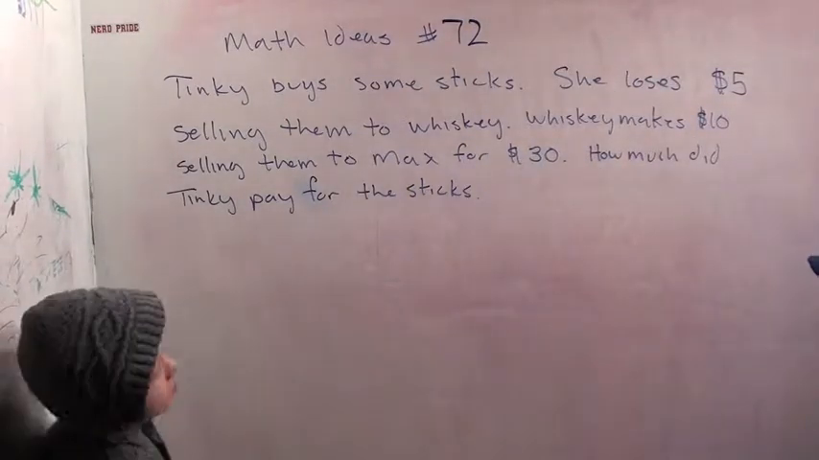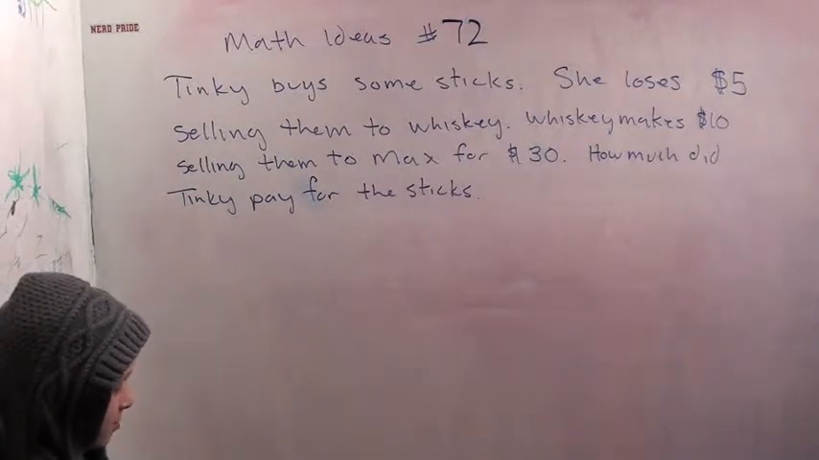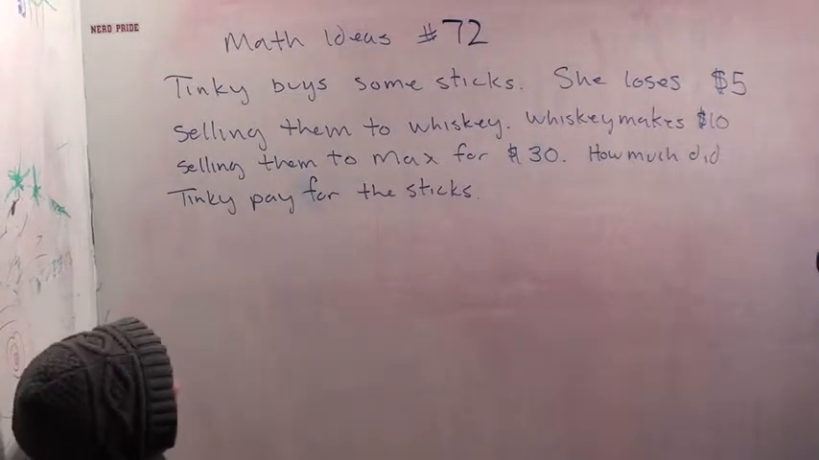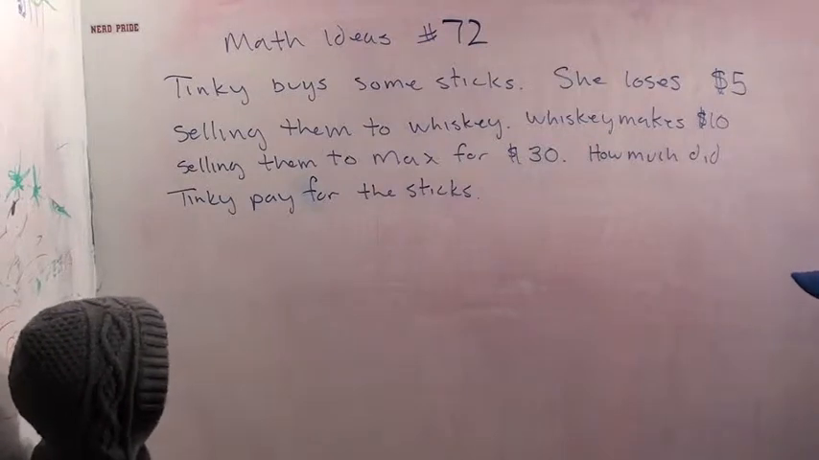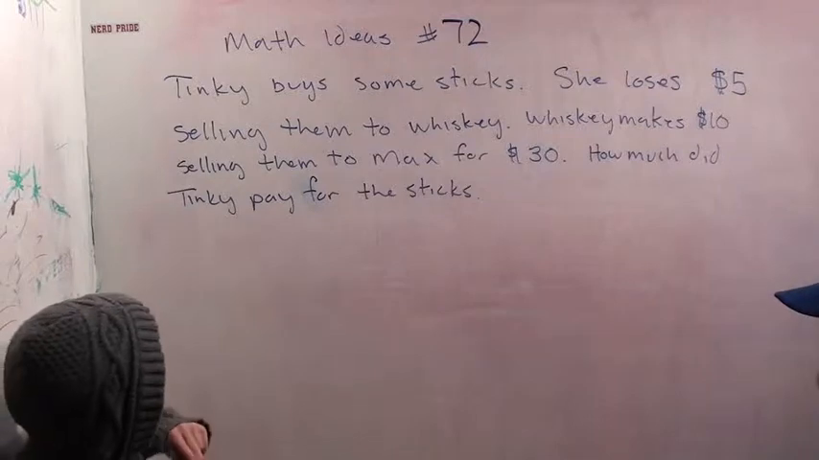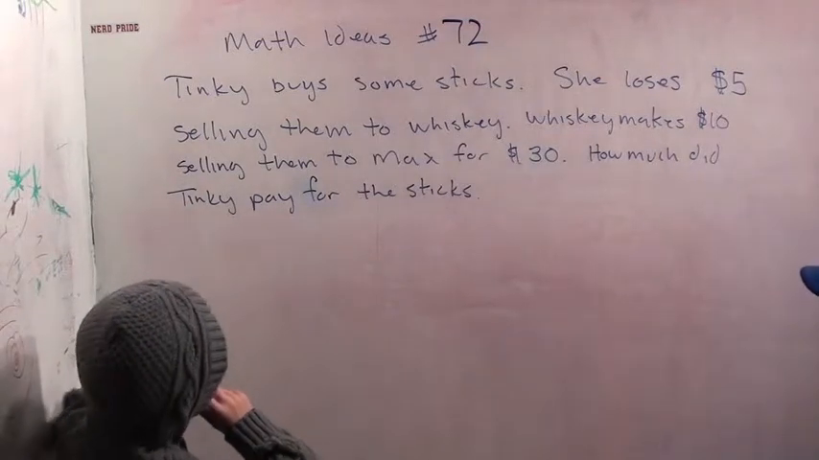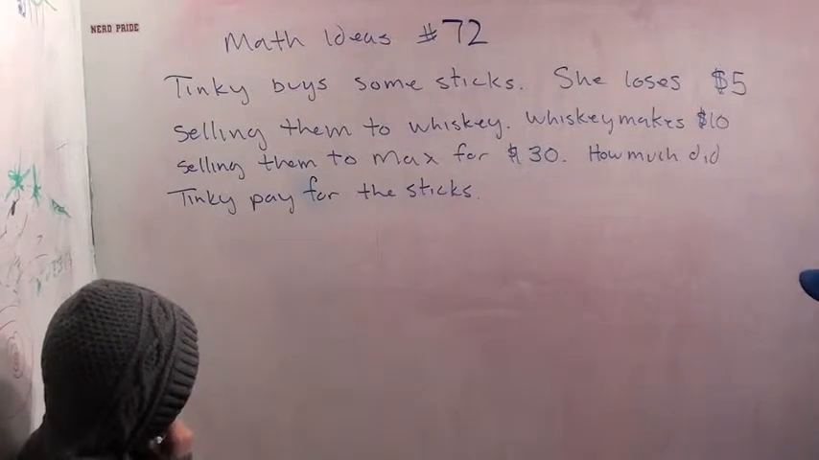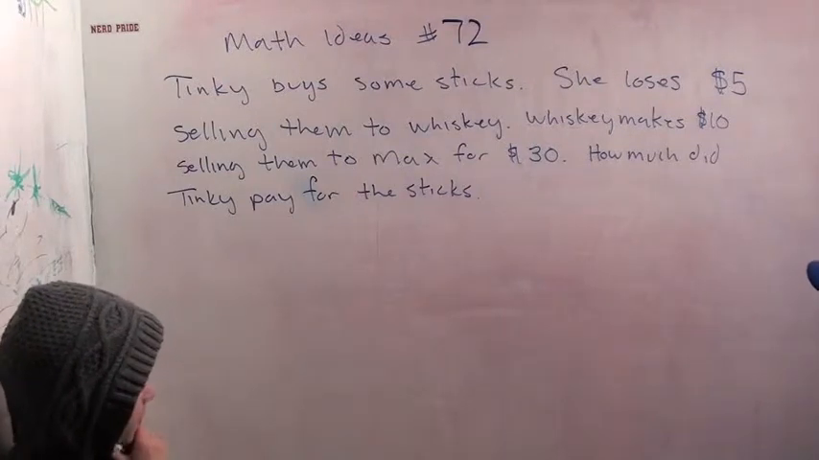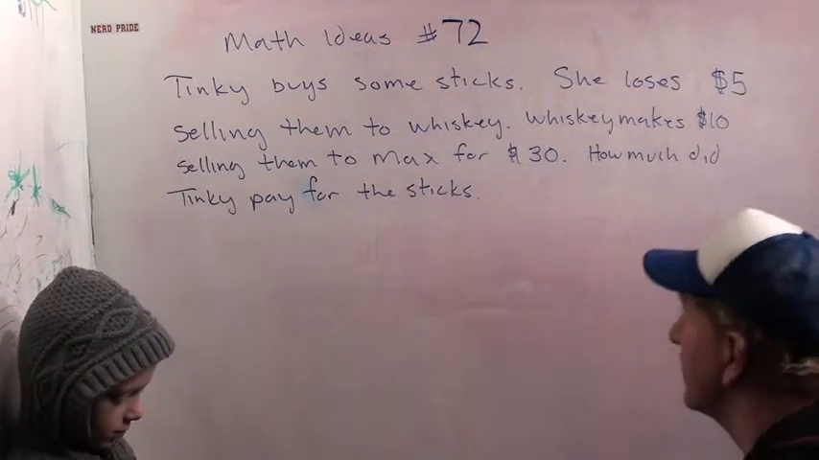Tinky buys some sticks. Does Tinky like sticks? Yeah. She loses $5 selling them to Whiskey. So she paid some money for the sticks, and then she sold them to Whiskey, but she lost $5. Whiskey makes $10 selling them to Max for $30. How much did Tinky pay for the sticks?